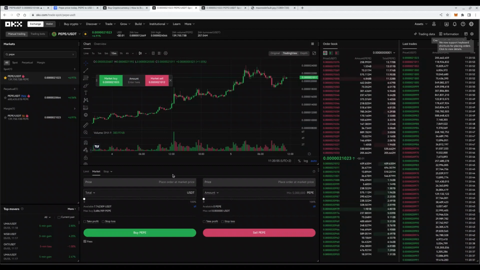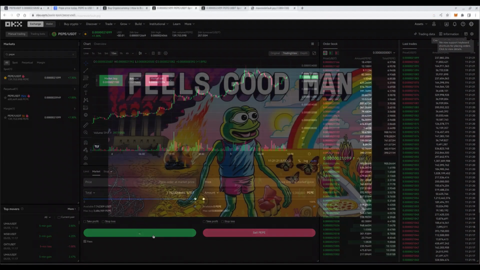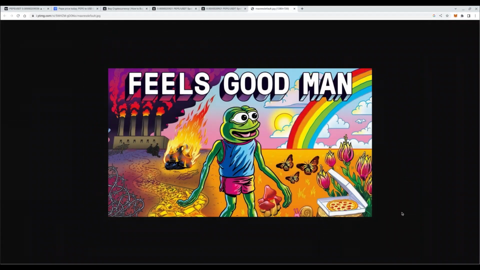You press on market. That means you're paying for the closest asking price or bidding price in the current price point. So what you need to do, you place a market order. You set your amount of US dollars you want to buy Pepe coin for. In this case, I'm going to buy it for 100%, so $7.74 approximately. You press buy Pepe, and voila, congratulations, you are now holding Pepe coin.